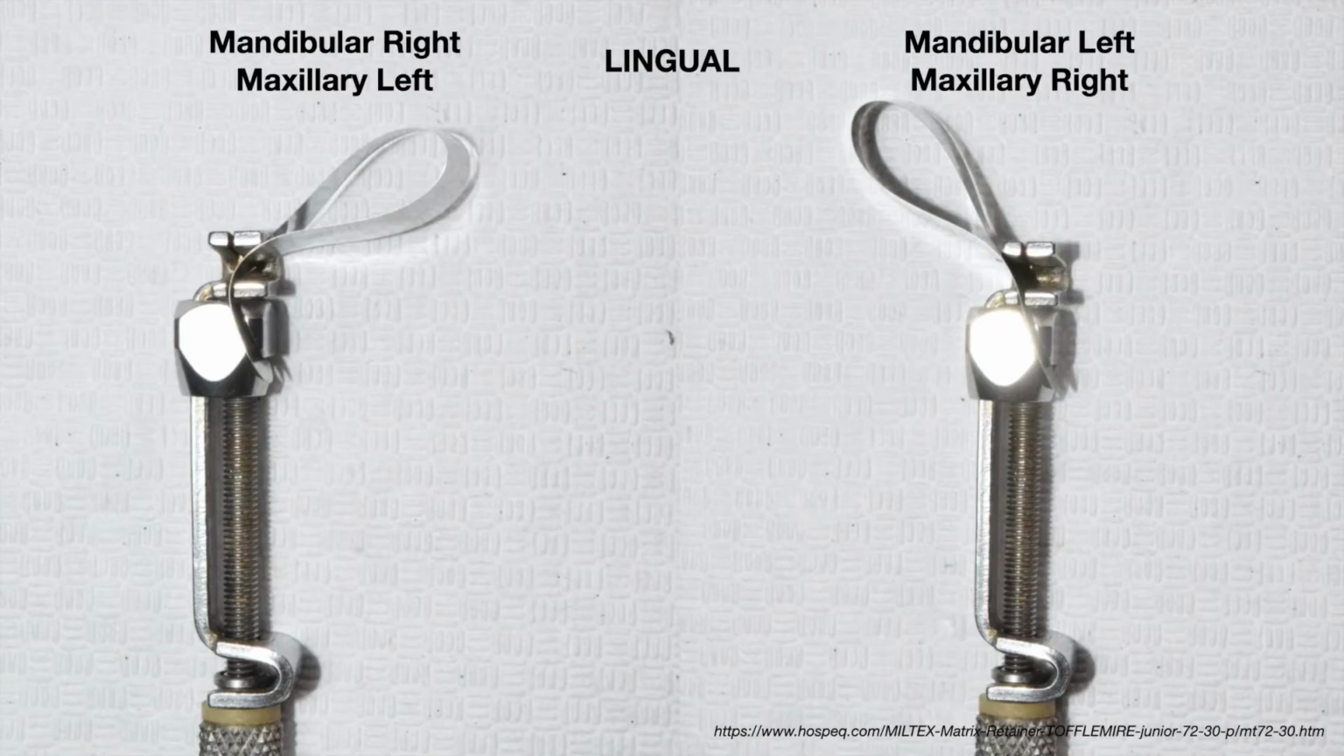As you can see in front of your screen, this is how the assembly should look if I am trying to place the retainer from the lingual side. For my mandibular right and maxillary left, the Tofflemire band would be fitting, which has an angle towards the right, and for my mandibular left and maxillary right, it would be on the left.